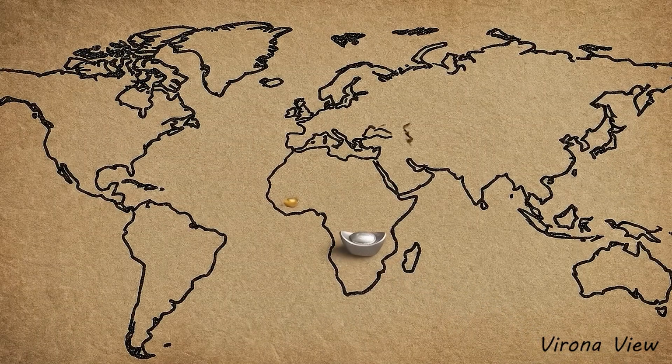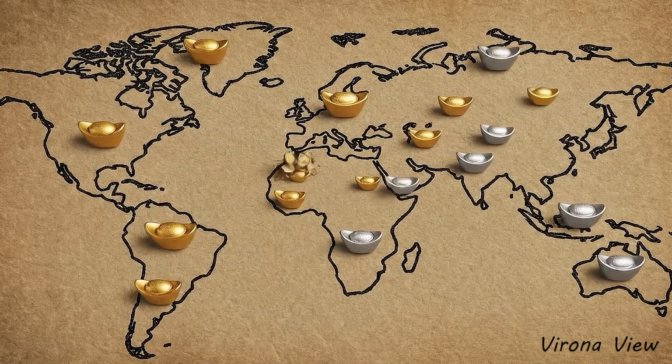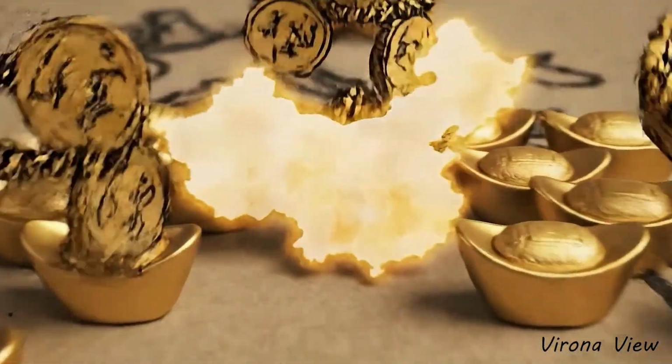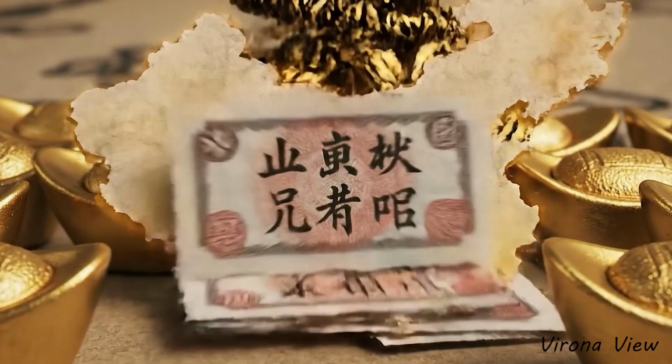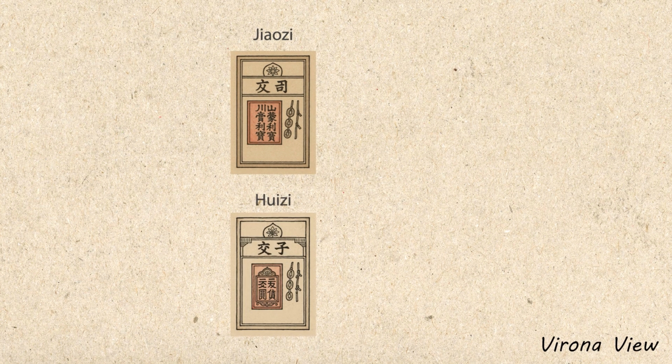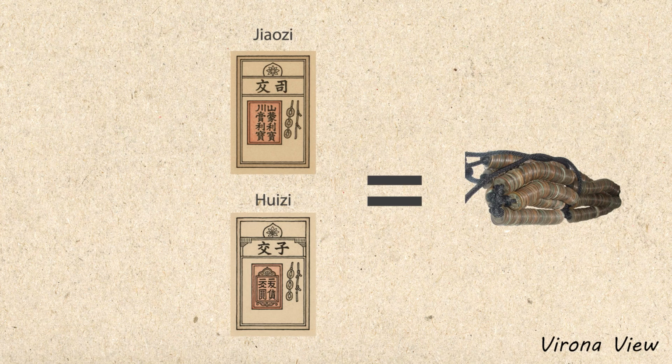While gold and silver were becoming the standard across many civilizations, the East, particularly China, chose a completely different path. From the 7th to the 10th century, they invented something so new that the rest of the world had never imagined it: paper money. Early notes like jiaozi or huizi were essentially pieces of paper that recorded value, created to replace the heavy strings of bronze coins merchants had to carry on long journeys.